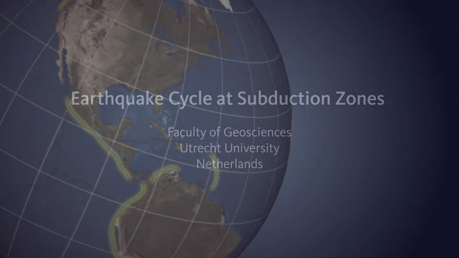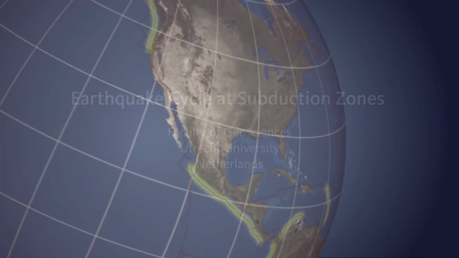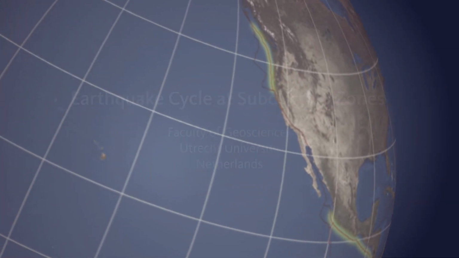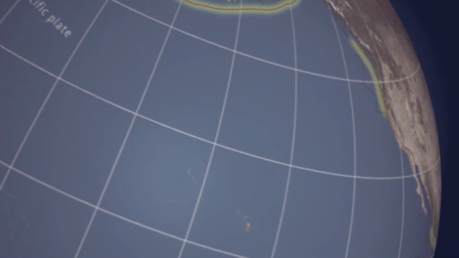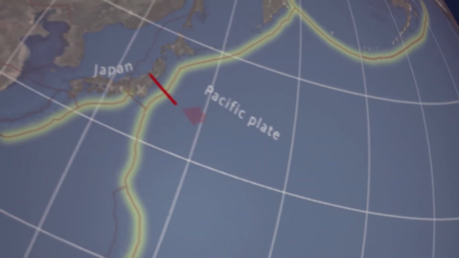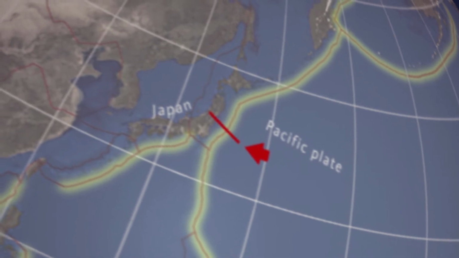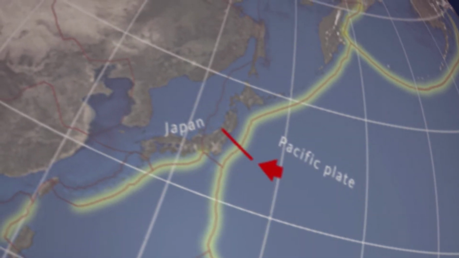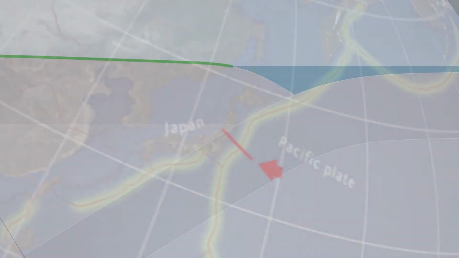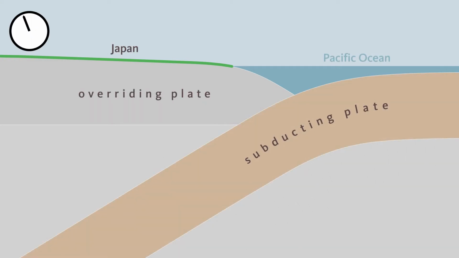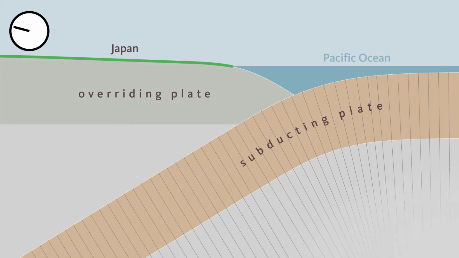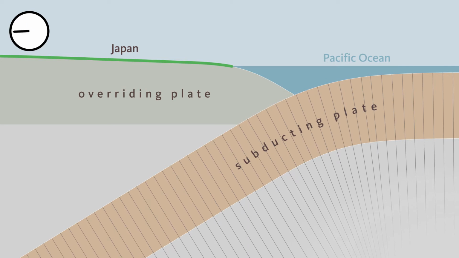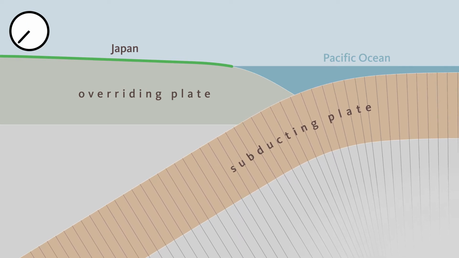Earthquakes around the world concentrate mostly along the boundaries of tectonic plates. The largest earthquakes occur on the highlighted plate boundaries called subduction zones, like the one offshore Japan. Here, the Pacific plate moves westward towards Japan at a rate of 9 centimeters per year. A cross-section through this region reveals the structure of the subduction system, showing the Pacific plate descending underneath the overriding plate on which Japan sits.